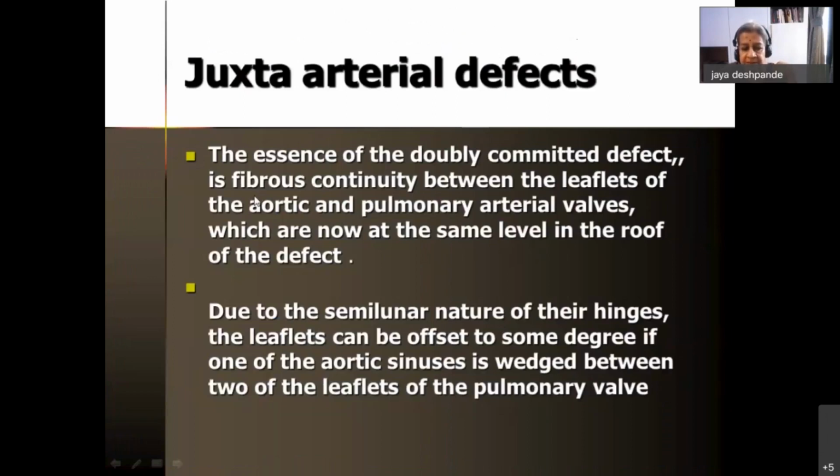So when there is a fibrous continuity between leaflets of aortic and pulmonary arterial valve, that means the pulmonary arterial valve does not have a complete muscular infundibulum. And this is because the aortic sinus is thereby no longer wedged between the leaflets of the pulmonary valve. Pulmonary and aortic valve are almost at the same level.